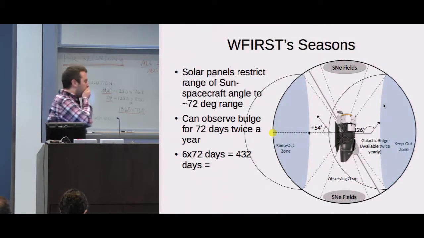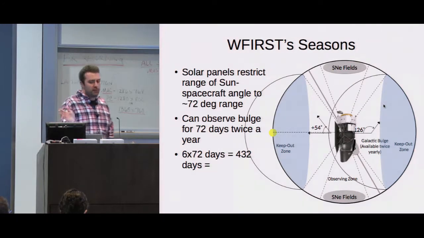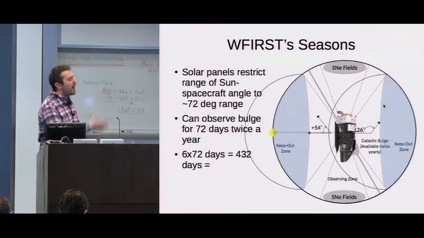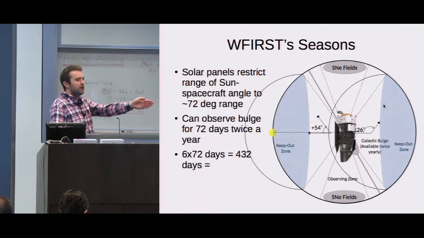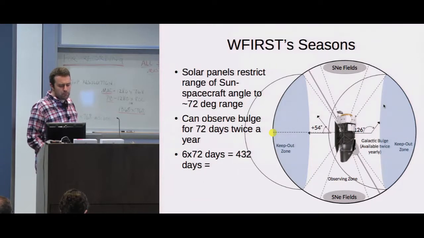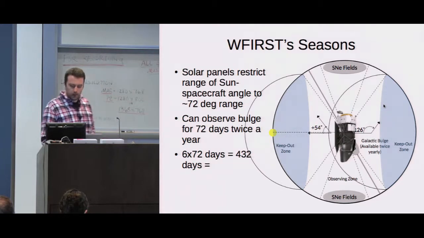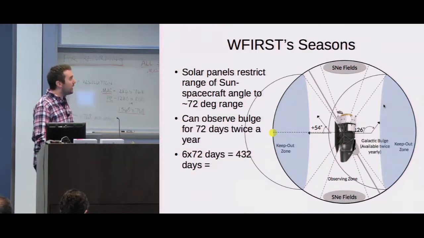There are restrictions on where WFIRST can point. You need to power the spacecraft. It has solar panels, and you can only point those at a given angle to the sun. So this means the power requirements of a spacecraft and the thermal requirements as well mean you can only point within a range of about 72 degrees from the 90-degree angle to the sun. So as the year is roughly the same number of days as there are degrees in a full circle, that corresponds to a season length of 72 days.